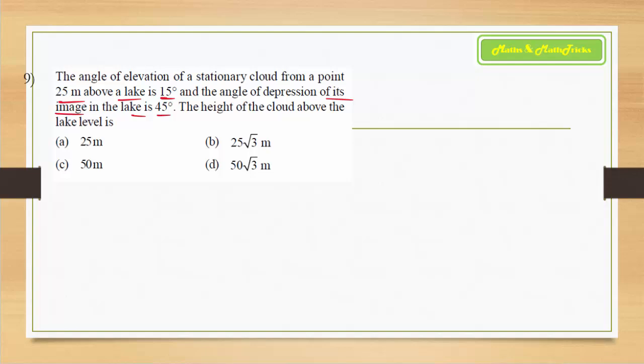So first of all, the diagram you have to visualize here, that you have a surface, the lake is flowing. So there is a level of the lake. Suppose this is the level of the lake I am saying. Now they say that the angle of elevation of a stationary cloud from a point 25 meter above a lake. This was the lake level. So from this point, you are observing a stationary cloud somewhere here.